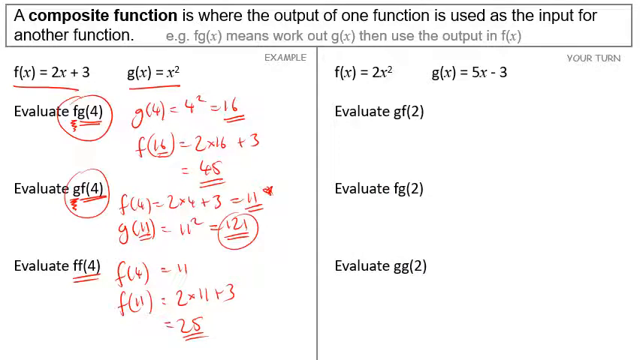Pause the video, have a try at these three. So this time our functions are f of x is 2x squared, and remember that means 2 times x squared. And we've got g of x is 5x minus 3. So first step here, f of 2 would be 2 times 2 squared, and we use that output in our function g.